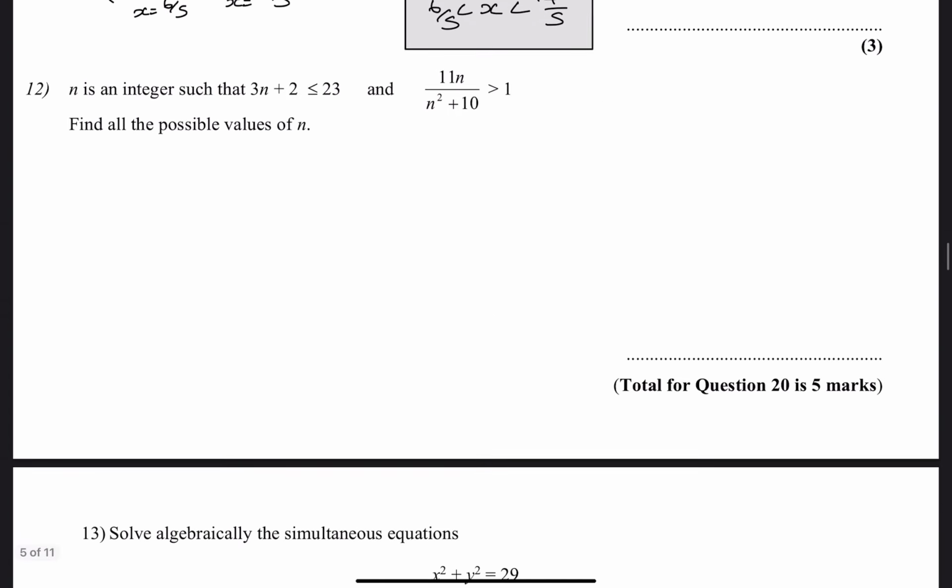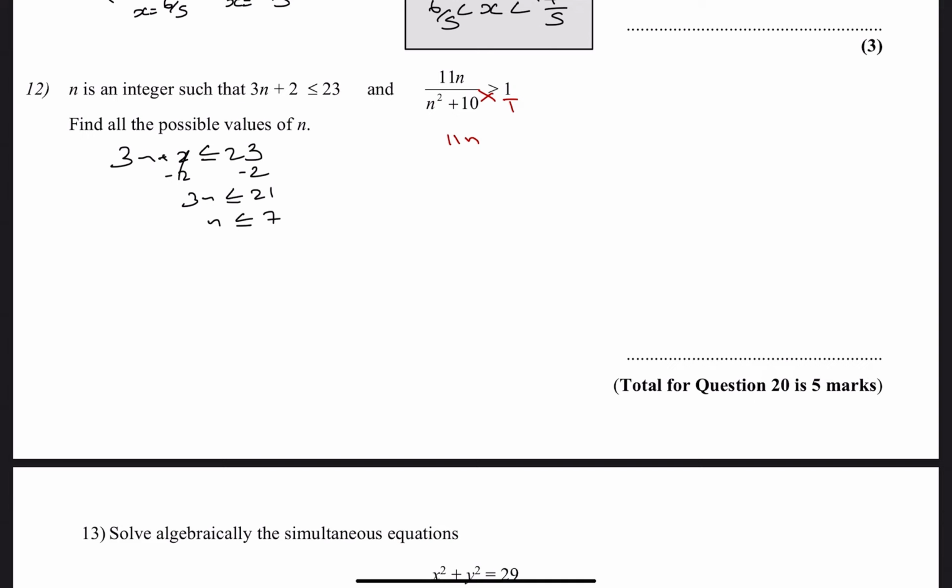The next one, we can solve this thing. So it's 3n plus 2 less than or equal to 23. Take away the 2, take away 2, that cancels. 3n is less than or equal to 21. n is less than or equal to 21 divided by 3, which is 7. So we solved one. The next one, as we know, over 1, cross multiply like that. That's 11n.